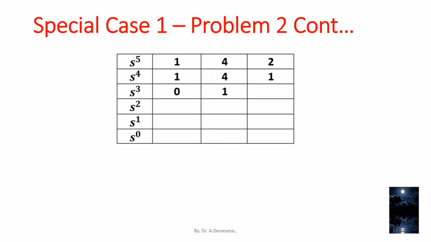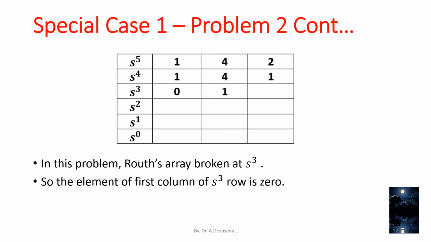And we have calculated the values of the s cube row. The s cube row is b1, b2. This b1 is equal to 1 into 4 minus 1 into 4 divided by 1. Its value is 0. b2 value is 1 into 2 minus 1 into 1 divided by 1. So the s cube row has a 0 value in the first column of the Routh's array. In this problem, Routh's array is broken at the s cube row. So the first column element of the s cube row is 0.